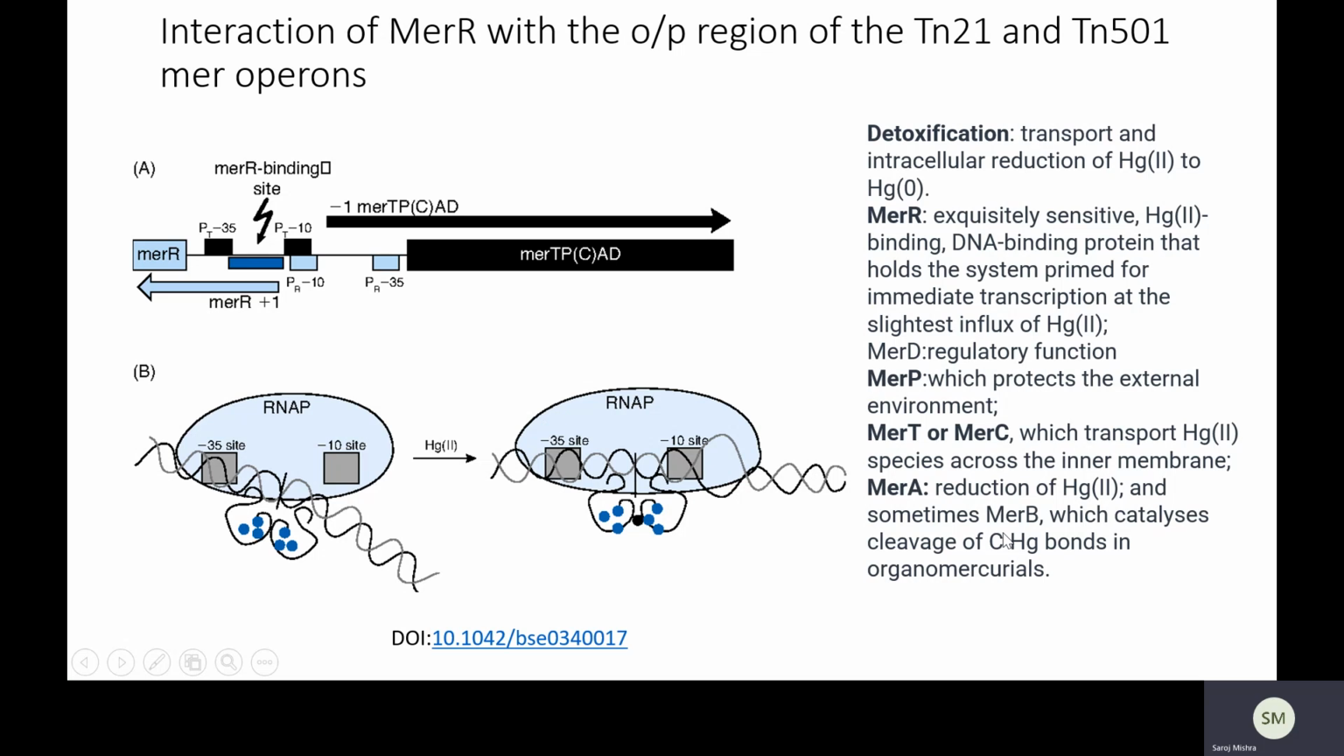Okay, so that is how it functions now. So the question is that, knowing this basic working of the mercuric operon, can it be coupled to the Lux operon? So Lux operon can now be used as a reporter gene, and what you would like to detect is the presence of mercuric ions in the medium. You want to develop a biosensor.